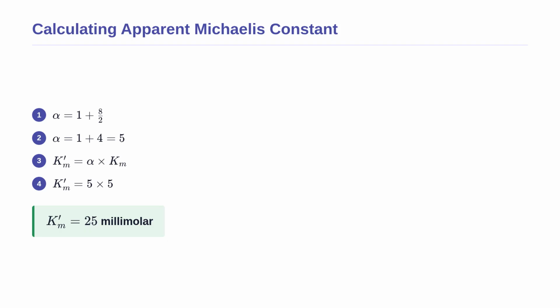First, we calculate the modification factor by dividing the inhibitor concentration of 8 by the inhibition constant of 2, which gives 4. Adding 1 gives us a modification factor of 5. We then multiply this factor of 5 by the original Michaelis constant of 5 millimolar. The final answer is 25 millimolar. Physically, this means the enzyme now requires 5 times as much substrate to reach half of its maximum velocity.